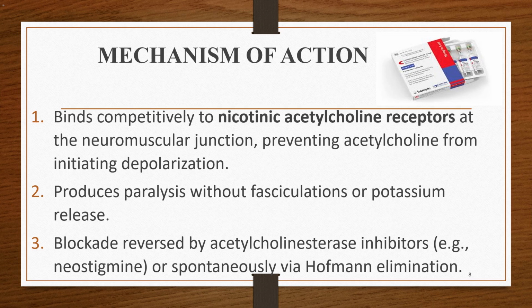3. Blockade reversed by acetylcholinesterase inhibitors, e.g., neostigmine. These drugs help reverse Cisatracurium's effects by increasing acetylcholine levels. Or spontaneously via Hofmann elimination. Cisatracurium breaks down naturally through this chemical process, helping to end its effects.